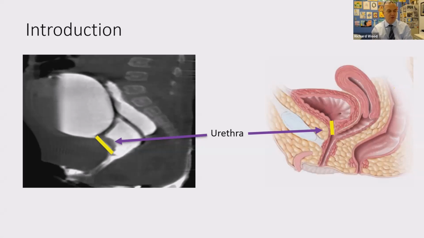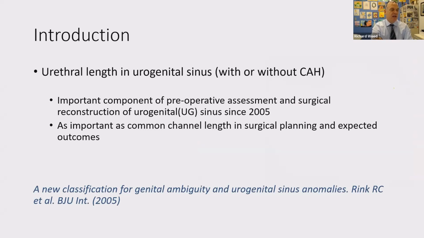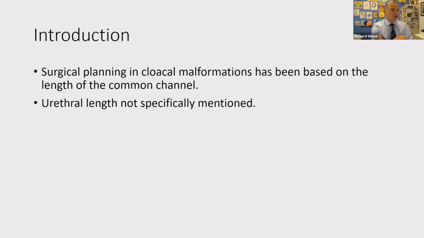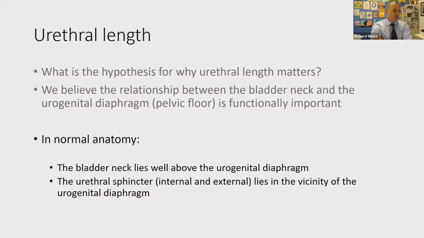So we looked at the urogenital sinus literature and we found that the urethral length was the most important factor in determining the reconstructive options. And that had been around since 2005. However, there was no discussion on urethral length in cloaca, and that really bothered us. So surgical planning in cloaca, we hadn't looked at the urethra at all. We were just looking at the common channel.